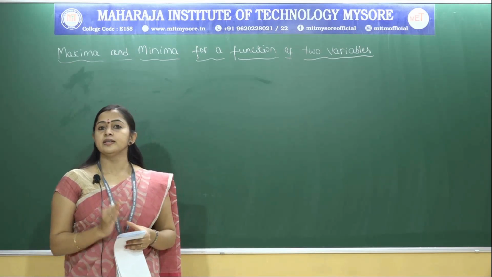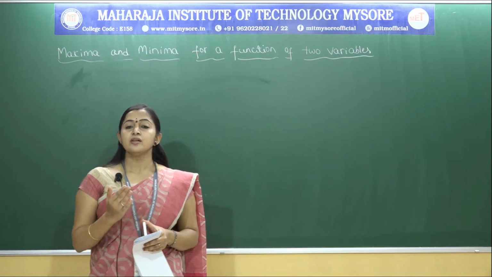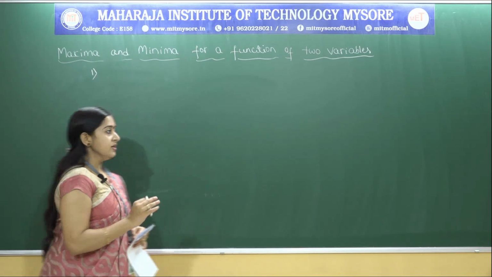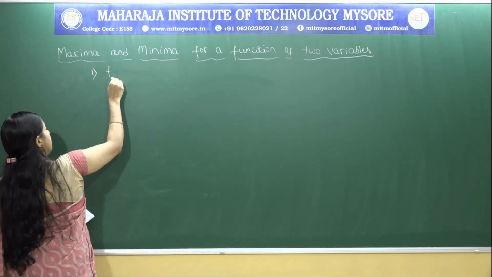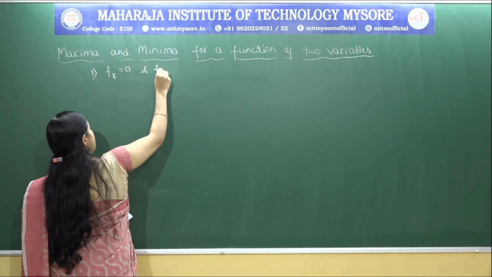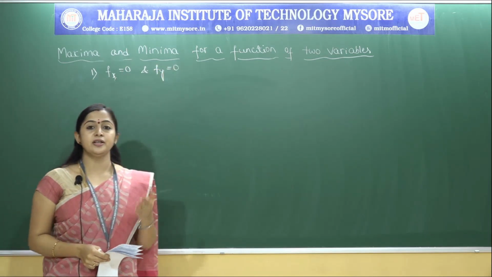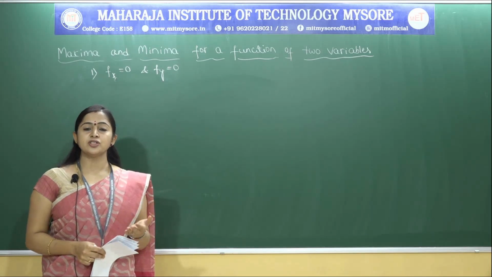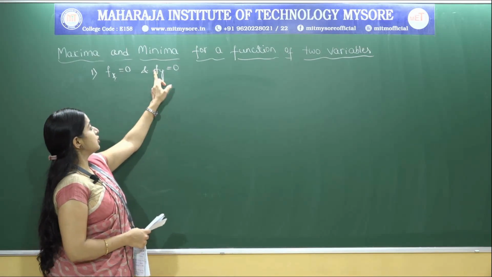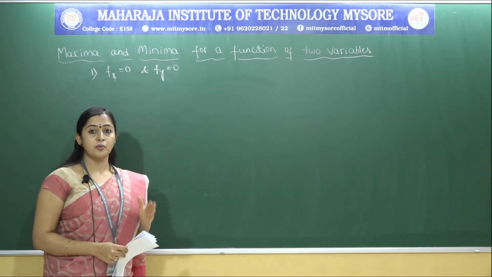Then how to find the maxima and minima for the function of two variables? You have the procedure. First we have to find the stationary points x comma y such that fx equals 0 and fy equals 0. That is, you have to find the fx. Fx means the given function you have to differentiate with respect to x, then equal to 0. Then differentiate the given function with respect to y, then equal to 0. You will get the stationary points.